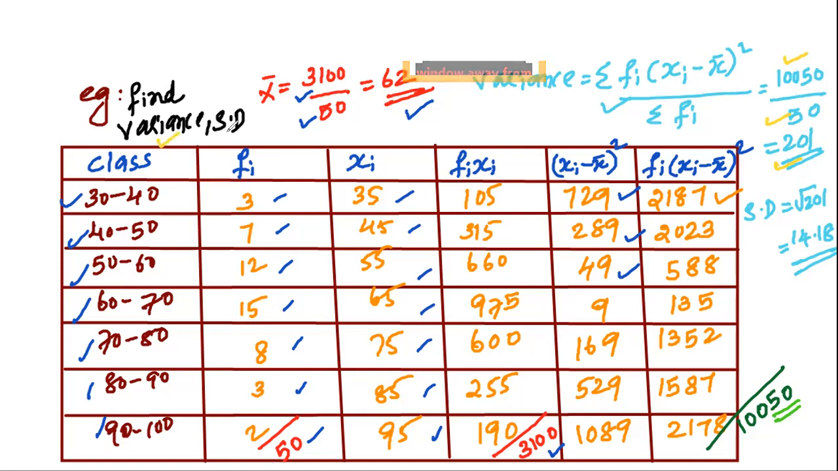We need to find the variance and standard deviation, right? The standard deviation is equal to root of 201, because the standard deviation is always equal to the root of the variance. The root of 201 will give you 14.18.